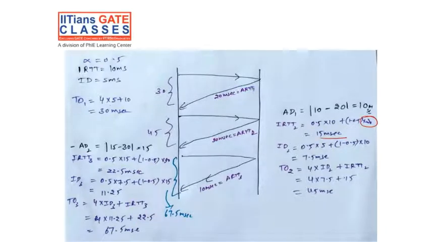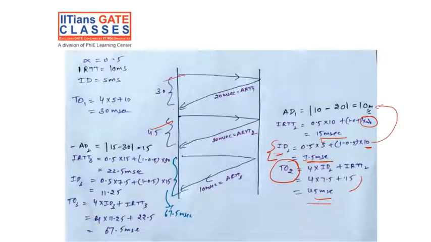Now your new RTT is done. Now you have to calculate the new deviation. Same way: alpha into the old ID plus 1 minus alpha into the actual deviation. Your actual deviation is 10 milliseconds. So now it is 7.5 milliseconds. Now you can calculate the timeout for the second segment, which is 4 into ID2 plus IRTT2. So 45 milliseconds is the timeout, and the first was 30 already.